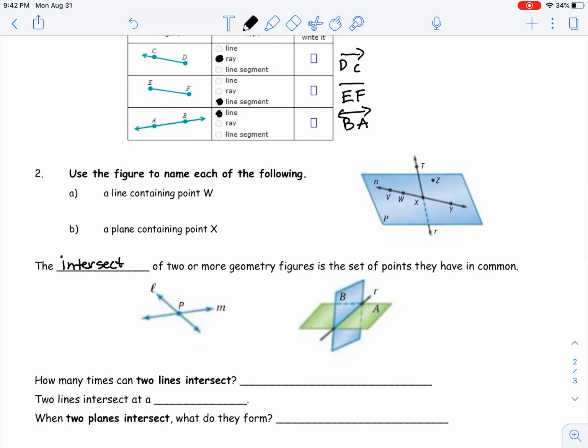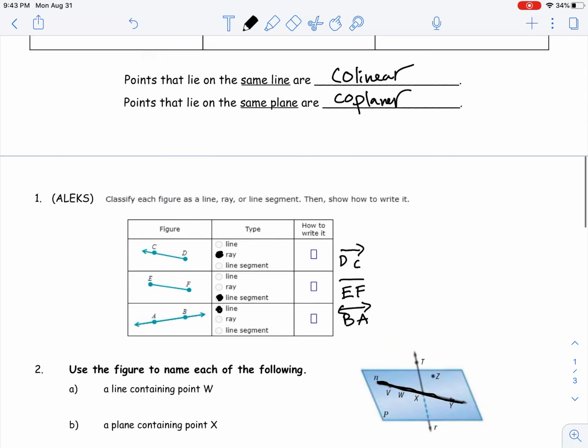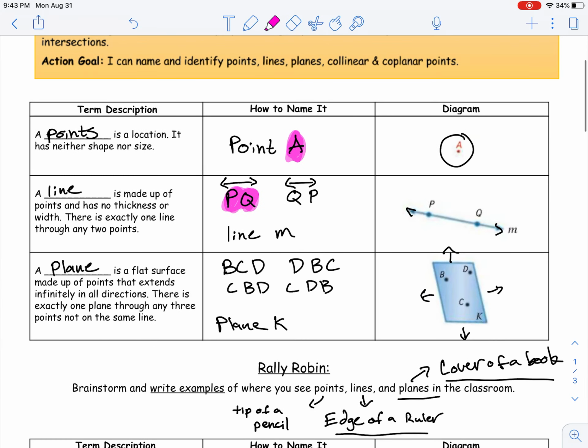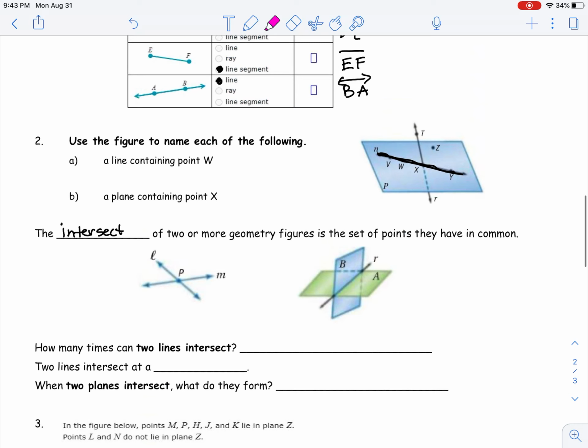Use the figure to name each of the following. A line containing point W. Let's see, a line containing point W. I see this line right here. I can't really draw it very straight, but this one right here. That line contains point W. If I'm defining a line, let's go up here really quick. A line, remember, we write like this. So let's go back down.